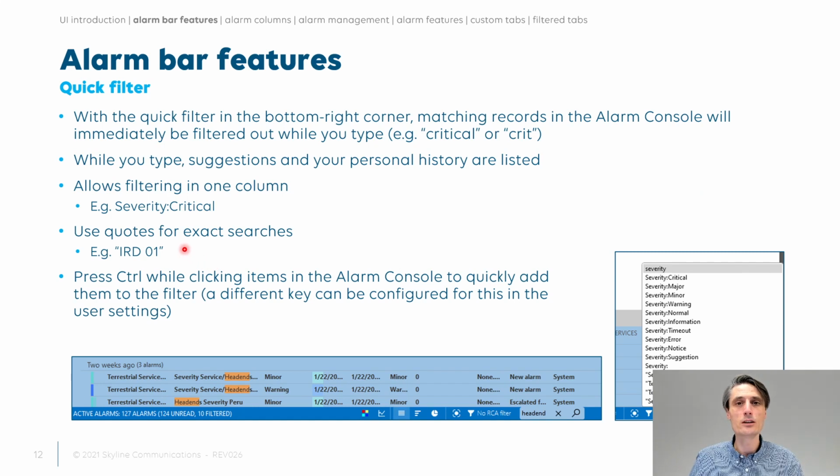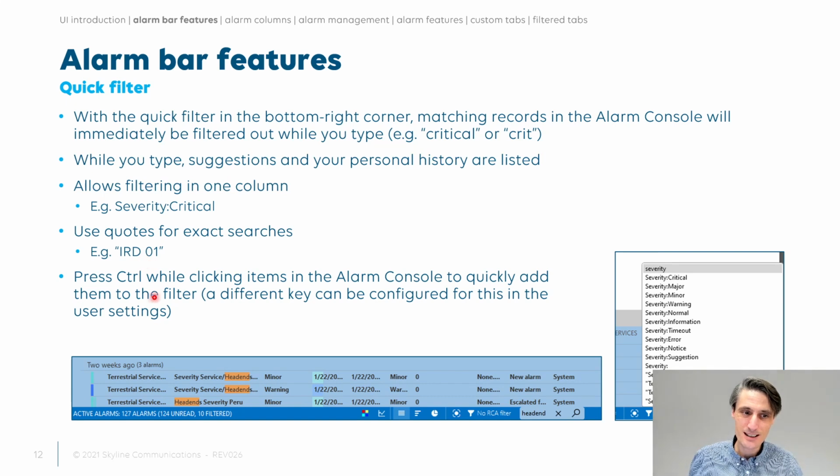As mentioned before in other filtering UIs in DataMiner Cube, you can use the double quotes to do an exact search. If I would search for IRD space 01 without the double quotes, it would look for somewhere IRD and somewhere 01, maybe 01 even in the time. If you want to avoid that, and if you have spaces in the name, then you can use double quotes and say, okay, I'm looking for the exact match IRD space 01.